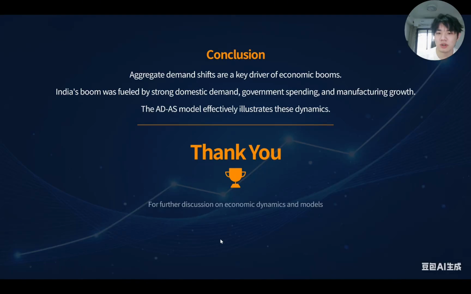In conclusion, shifting aggregate demand is crucial to understanding economic booms. India's recent growth is a primary example, driven by strong domestic demand, government investment, and the booming manufacturing sector, all of which are clearly illustrated by the AD-AS model.